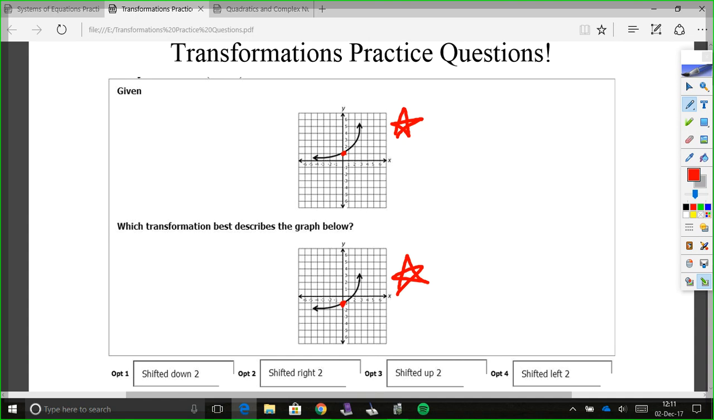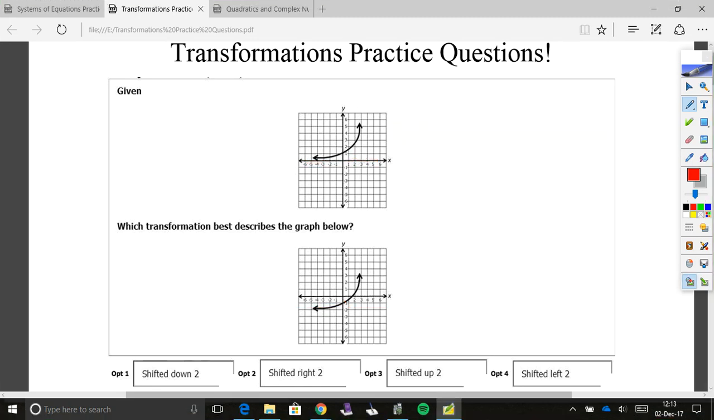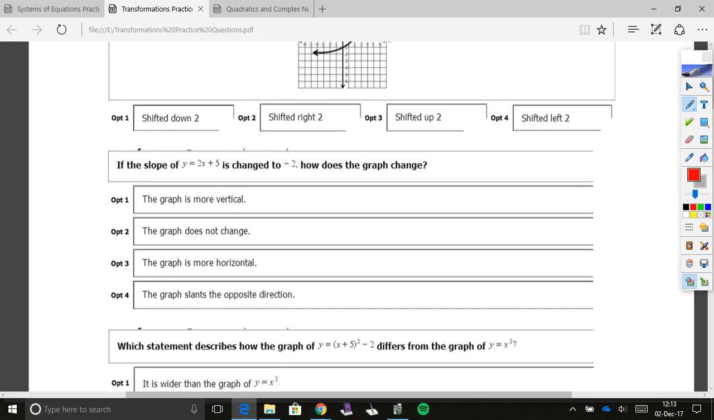It is most obvious here. You can see that this one levels off right above 0, but here it levels off right above -2. So everything about this line seems to have been moved down 2. Alright, so option 1 would be our answer.